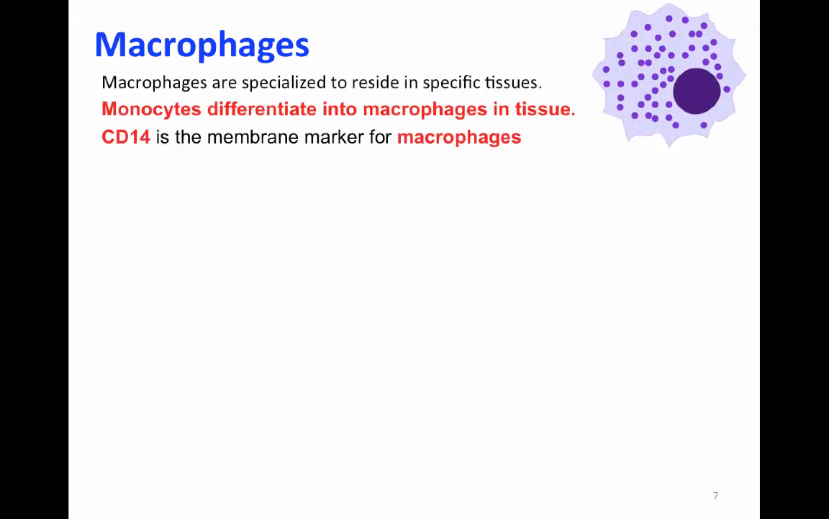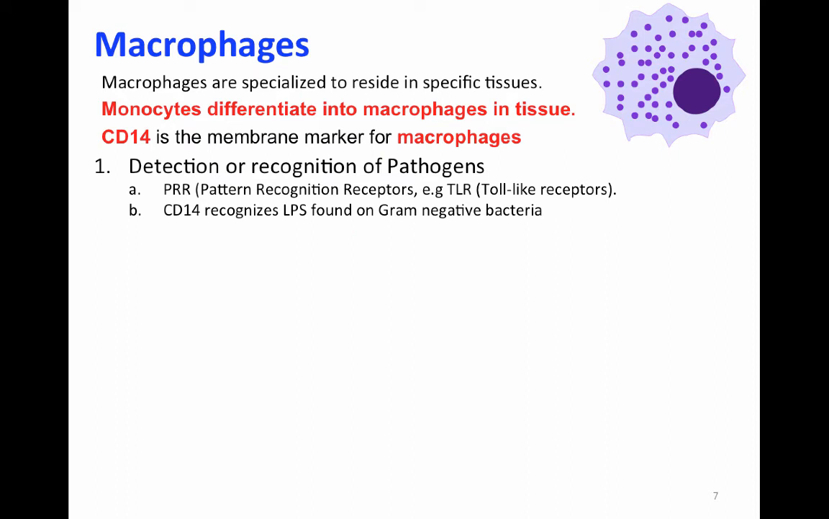Macrophages are cells specialized to reside in specific tissues. Monocytes differentiate into macrophages in tissue. The main marker for macrophages is CD14. Some of the functions of macrophages include the detection or recognition of pathogens via PRR, pattern recognition receptors, such as Toll-like receptors or TLR, and CD14, which recognizes LPS found on gram-negative bacteria.